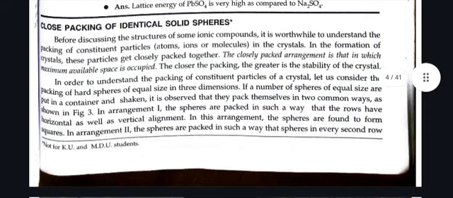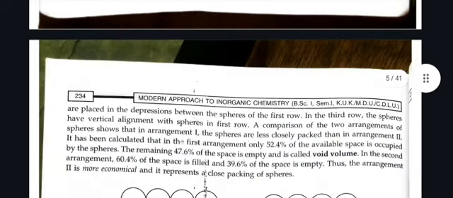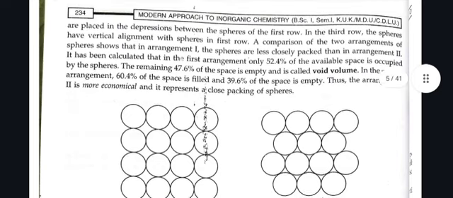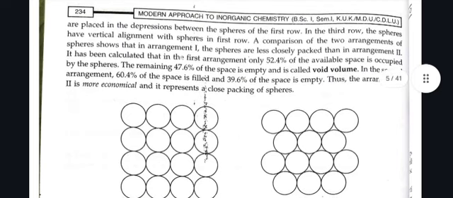If a number of spheres of equal size are put in a container and shaken, it is observed that they pack themselves in 2 common ways, such as shown in figure 3. In arrangement 1, the spheres are packed in such a way that the rows have horizontal as well as vertical alignment. In this arrangement, the spheres are found to form squares. In arrangement 2, the spheres are packed in such a way that spheres in every second row are placed in the depressions between the spheres of the first row.